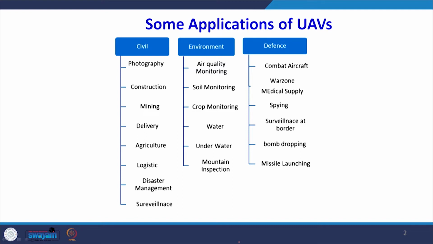When we are talking of the environmental applications, because it has special kinds of sensors mounted on it, air quality monitoring, and it can be used for crop monitoring, soil monitoring, and nowadays there is another upcoming area, which is the underwater applications of the drone technology. And similarly, we have applications in the military and defense area. So we will concern more on the applications related to the civil and environmental.